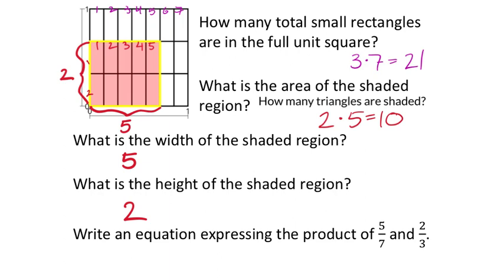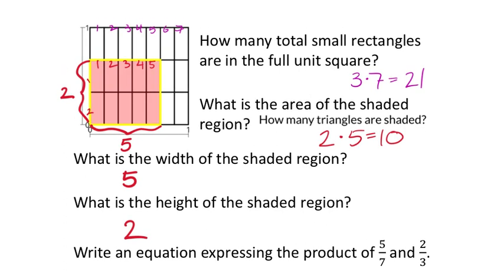Why is it 5/7 and 2/3? Well, it's because up here at the top, let's give ourselves a little space there. Up here at the top, we counted that it was 7 rectangles wide. And then here on the right, it was 3 rectangles tall. So how is it 5/7 then? Well, of the 7, we got 5 shaded widthwise right here. So 5 are shaded out of 7 wide. So that's where the 5/7 comes in.